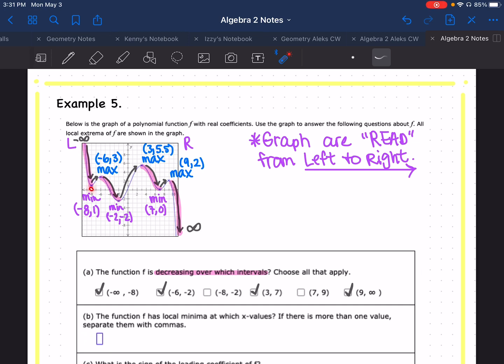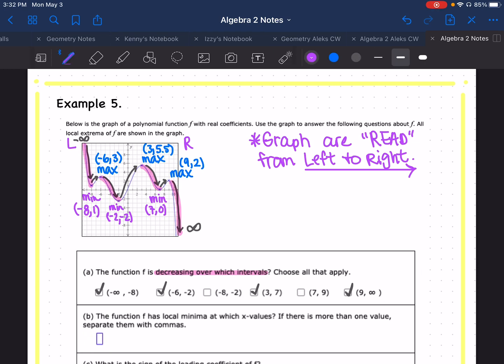Oh no, -8 to -2, it goes from here to here. No, it doesn't work. And 7 to 9, that one is an increase. 7 to 9 is an increase. I don't know why they have that one. That's weird.